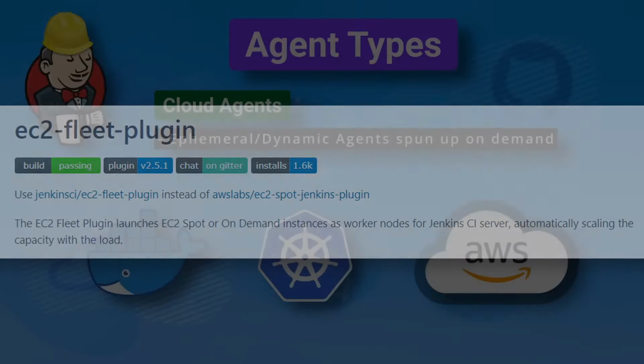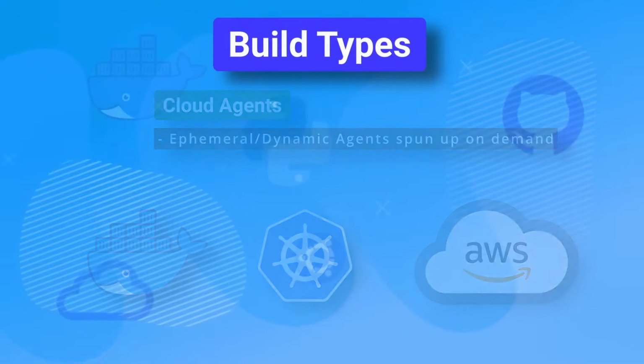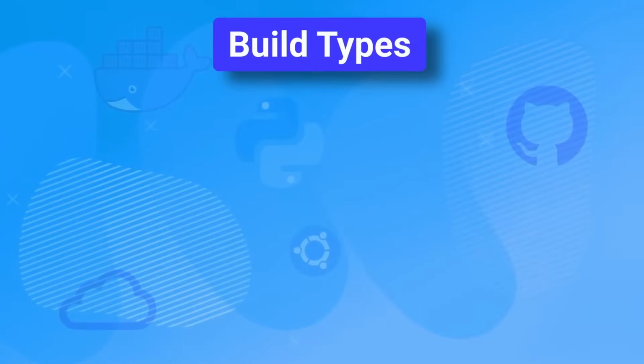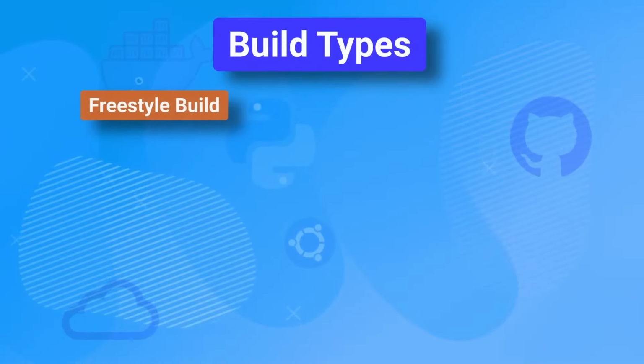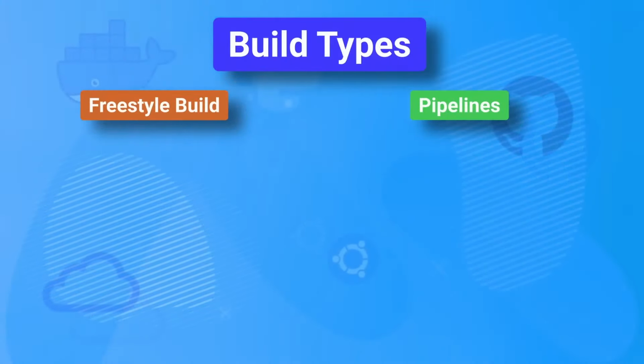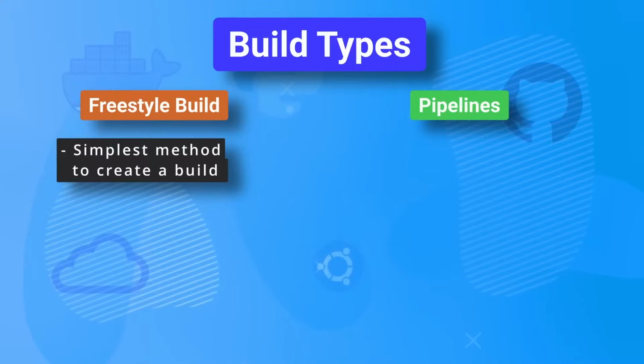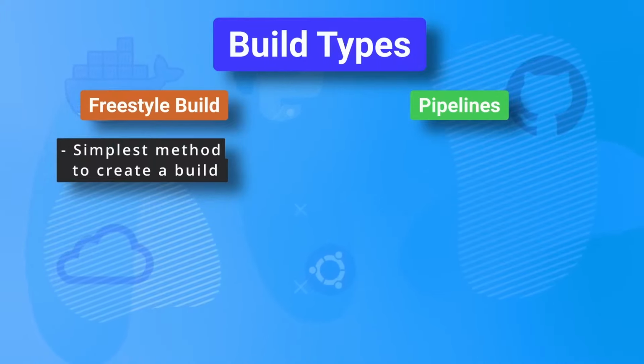Now we're almost ready to get started and set up our own Jenkins infrastructure, but let's first talk about the two main build jobs that you're going to run into with Jenkins. These are the Freestyle build projects and pipelines. First is the Freestyle build projects, which is the simplest way to get started with Jenkins and the way that I suggest you start out to learn Jenkins.